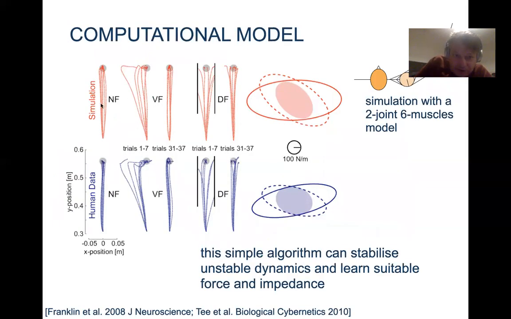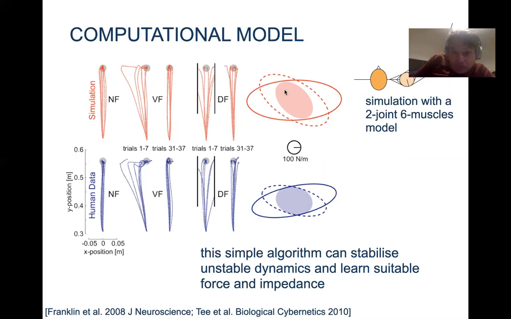You have the simulation on the top and some data on the bottom. These are free movements that are well reproduced. If you have a force field to the left that is pushing like wind, you see a gradual adaptation, and you see the same in simulation. If you have this unstable force field, both the data and the model are able to acquire stability.